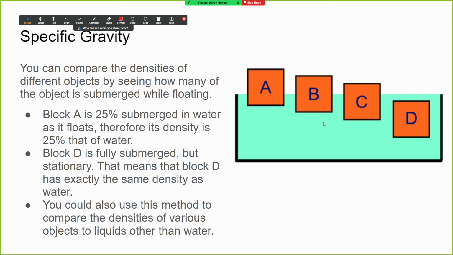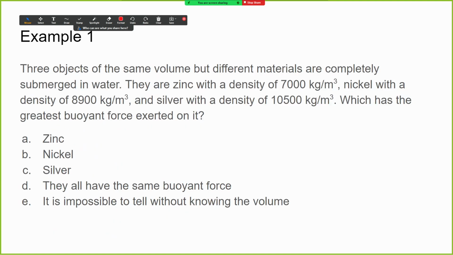And we're always trying to get relationships between things rather than necessarily plug in a bunch of numbers. So I think that specific gravity is quite a helpful tool. Okay, so now we'll do some examples.